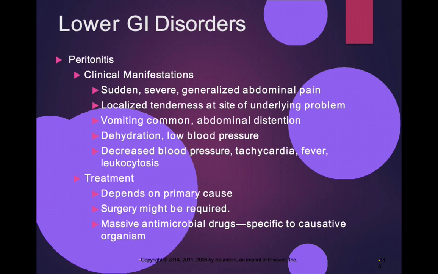The pain can be sudden, severe, and generalized abdominal pain. It could be localized tenderness at the site of the underlying problem. Vomiting is common. Again, abdominal distension with peritonitis, low blood pressure, tachycardia, right, the fast heart rate, fever, increased white blood cells, and the treatment really depends on the primary cause. Surgery may be required. Antimicrobial drugs may be required as well, but it has to be specific to the causative organism.